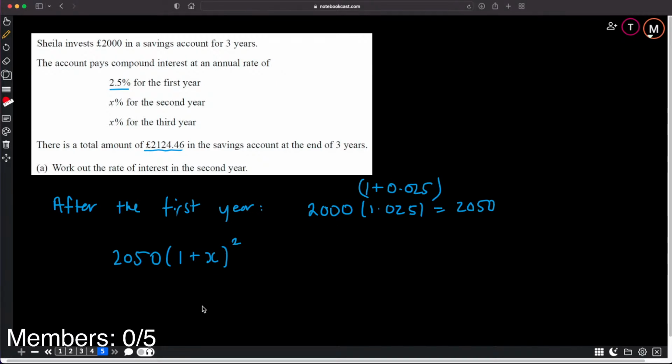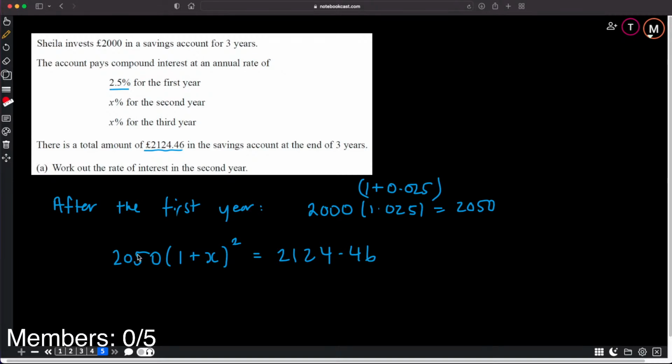Okay, we multiply by 1 plus x, and then we would multiply by 1 plus x again. So that repeated multiplication we can represent as a square. And at the end of those 2 years, we get 2,124.46 pounds. Okay, now we have an equation we can solve for x.